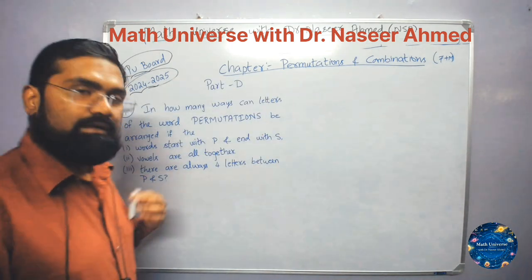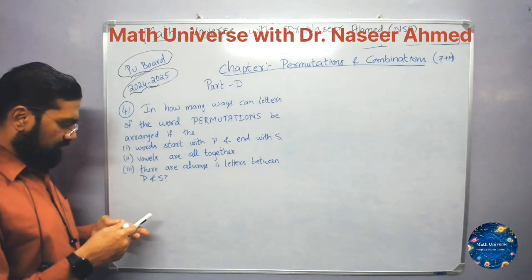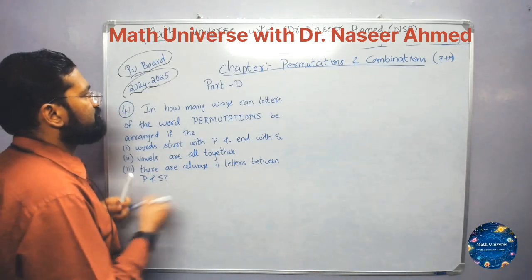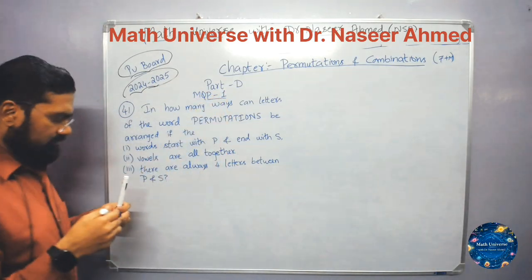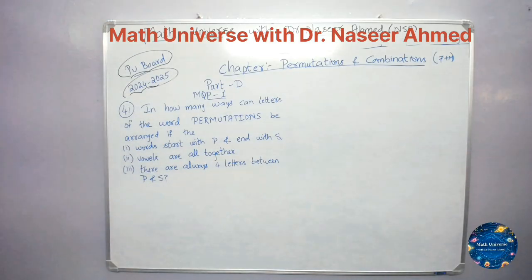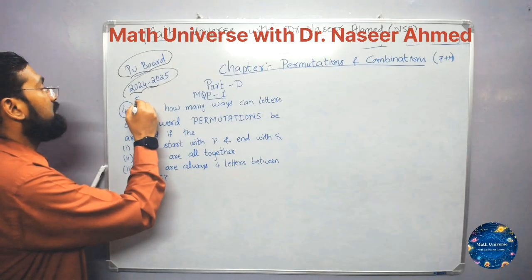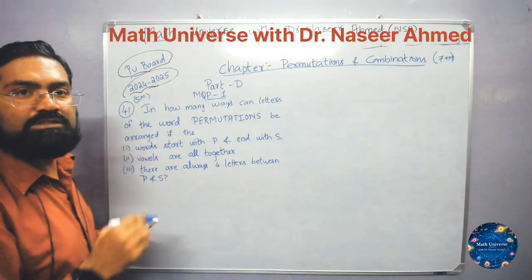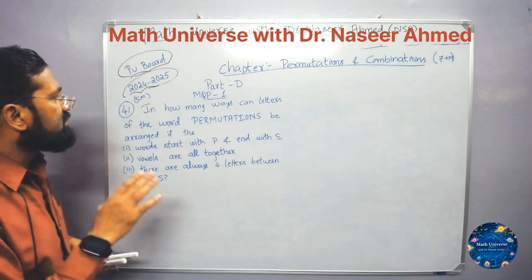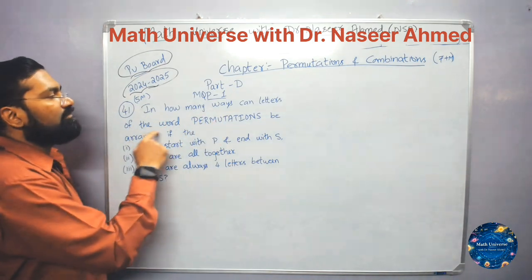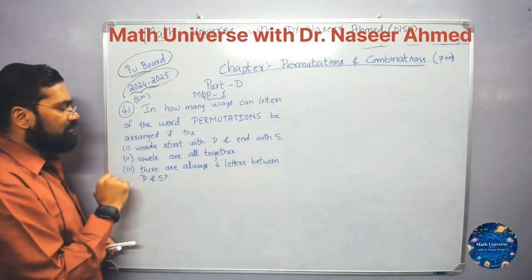Dear students, now let us take the problems from model question paper. This is from model question paper number 1, and it's a 5-marker question. Be careful, usually a 5-marker question is from combinations, but in the model paper it has come from permutations as well. The question says, in how many ways can the letters of the word PERMUTATIONS be arranged if there are 3 sub-questions.